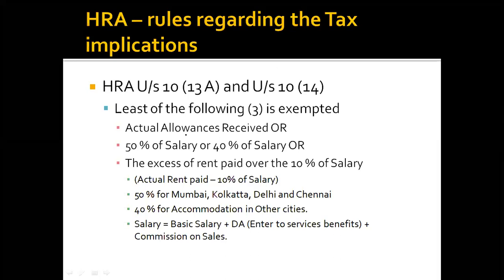The first is the actual allowance, the allowance received from the employer by the employee. This amount is given directly, whether it is received monthly or annually, whatever the amount may be. And the next one is 50% of salary and 40% of salary. The 50% we take in some cases, and 40% in other cases.